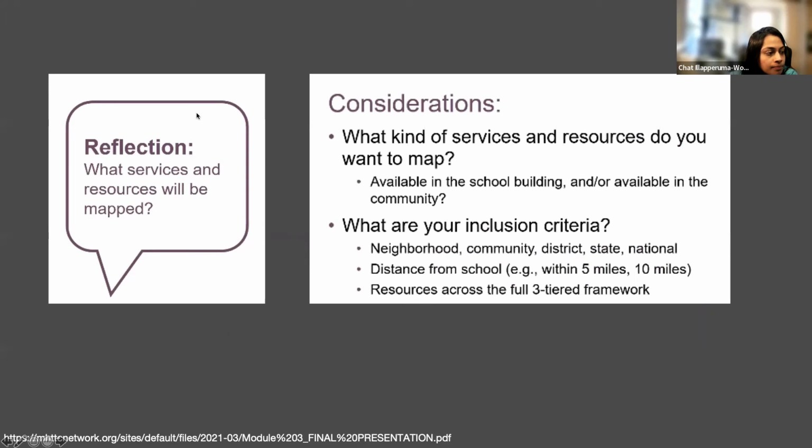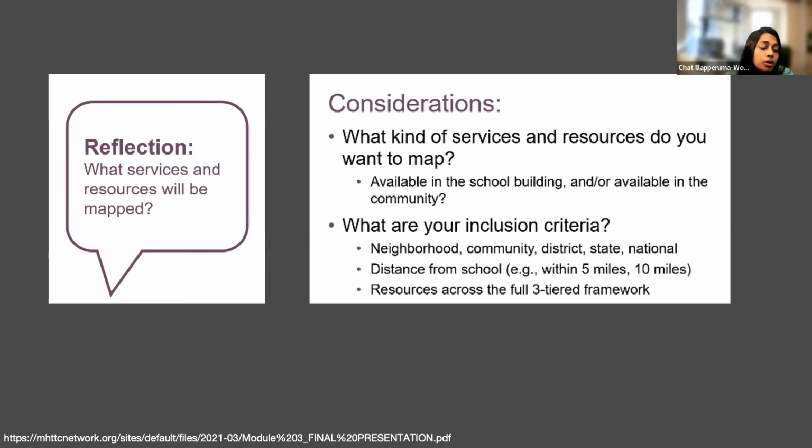Okay, so I just wanted to bring this slide in for reflection. What services and resources will be mapped? We talk about resource mapping, services and supports, but a very basic fundamental question is, what services and supports do you want as a school team to map? Some considerations depend on the size of your team and the capacity, and also your intentions. But you can always start small, and that's a good place to start.